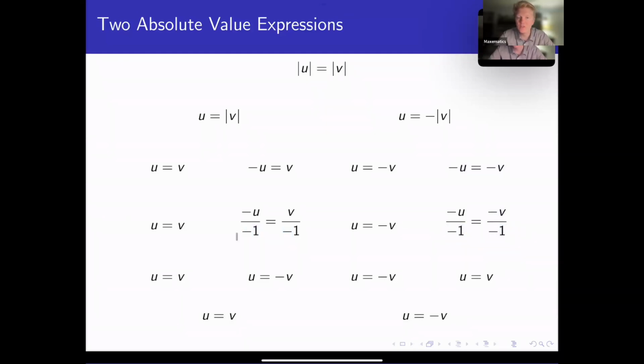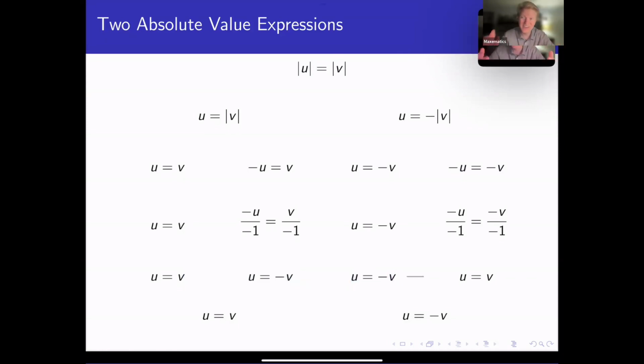Well, when we do that, negative u over -1 is positive u. V divided by -1 is negative v. Negative u divided by -1 is positive u. Negative v divided by -1 is v. Now, we still have 4 equations, but notice something. u equals v and u equals v. Oh, this second equation we got in the second case is actually redundant. And same thing here. We had u equals negative v, and we also got a redundant answer here.